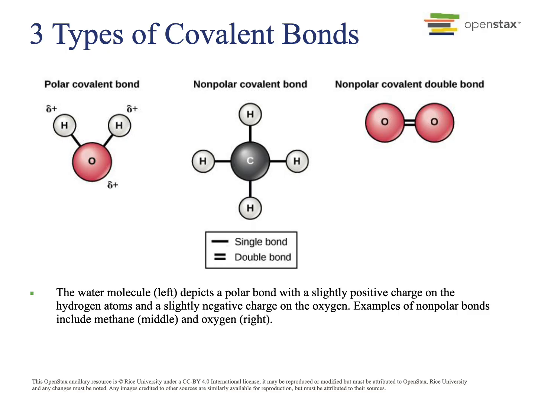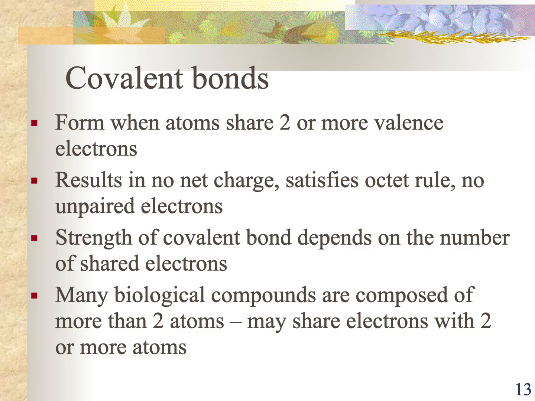Sometimes the sharing is unequal, where the electron will spend more time near one end of the molecule, and that's referred to as a polar covalent bond. It's still shared, but it's not shared equally, and so this part of the molecule has a slight negative charge. So to summarize, covalent bonds are when atoms share two or more valence electrons. They do this so that they can satisfy this rule where they need a stable number of electrons in their outer shell. The more electrons atoms share, the stronger the bond.